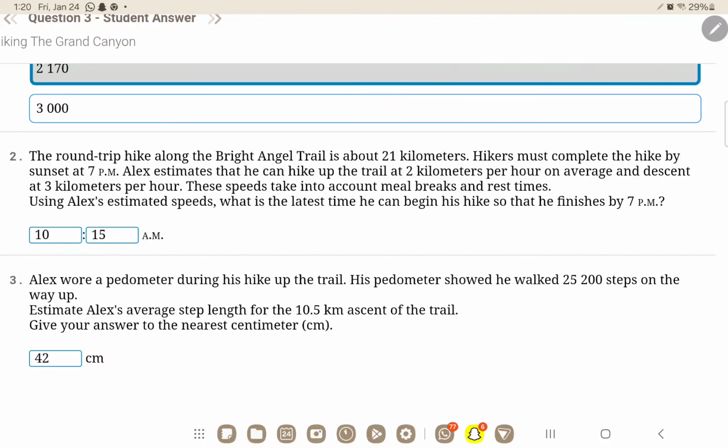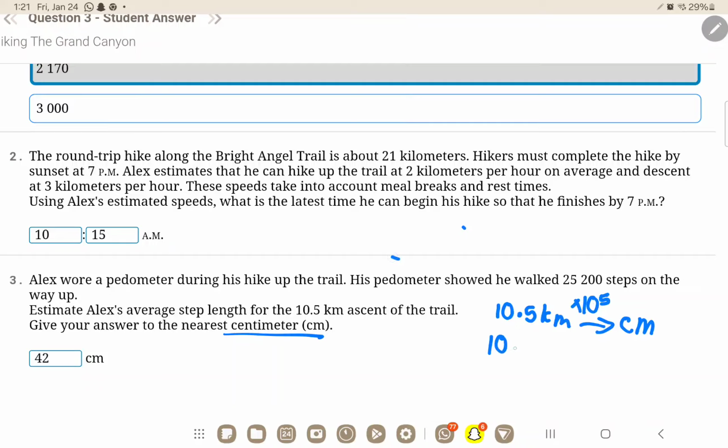So Alex wore a pedometer during his hike up the trail. It showed that he walked 25,200 steps on the way up. Estimate Alex's average step length for the 10.5 kilometers in centimeters. So if he is taking 25,200 steps in 10.5 kilometers, how much is each step? Since they want the answer in centimeters, we have to make kilometers into centimeters. So 10.5 kilometers, first make it into meters, or just straight away make it into centimeters, times 10 to the power 5.